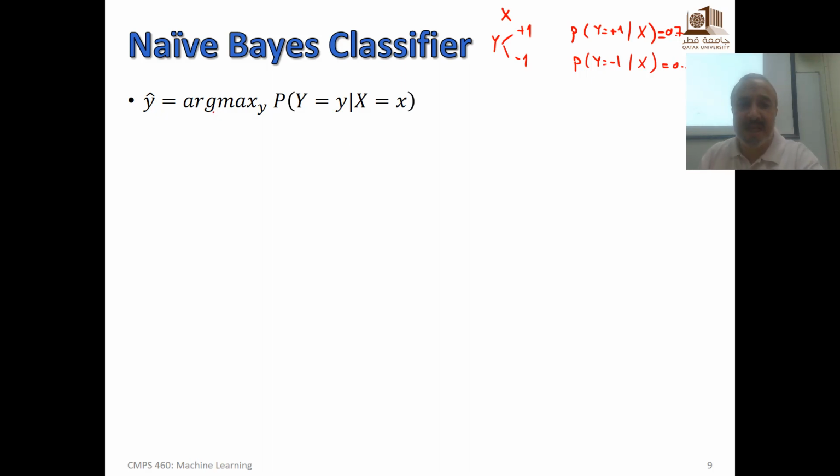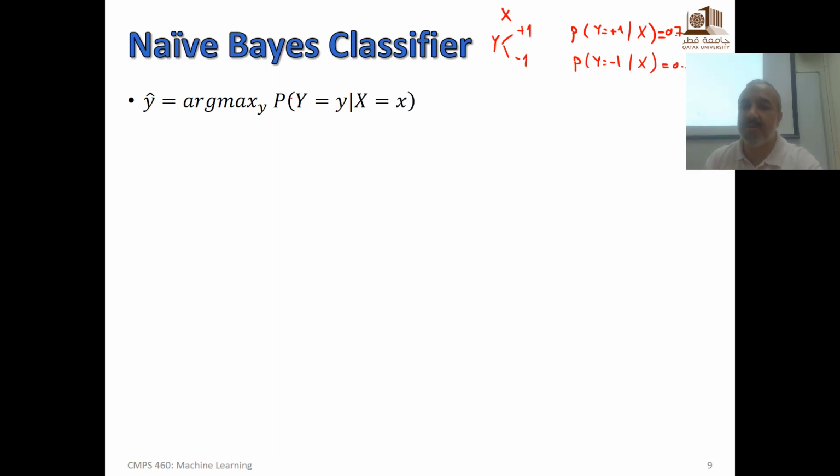So this is exactly what we see here. Argmax means we will maximize, we'll get argmax over Y, which means that we will return the value of Y, the specific class, that will maximize this probability. Are you with me? Any questions so far?